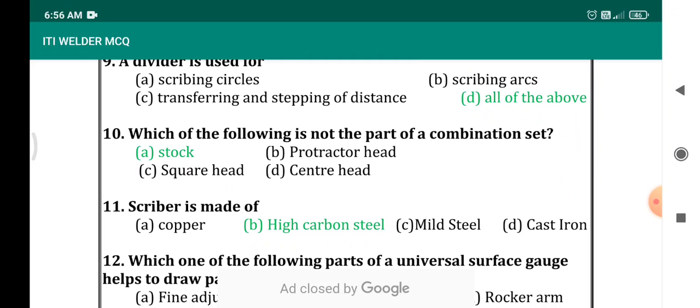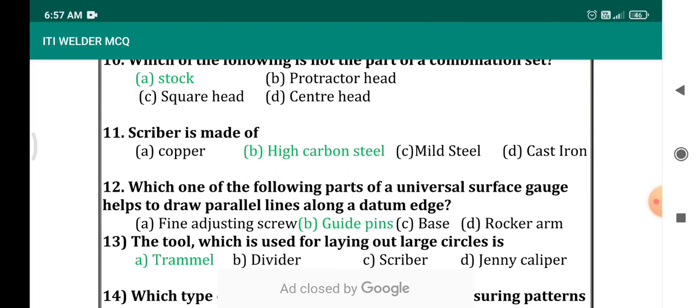Which of the following is not a part of the combination set? Options: stock, protractor head, square head, center head. The correct answer is stock. The combination set has different parts like protractor head, square head, center head. The stock is not among these.